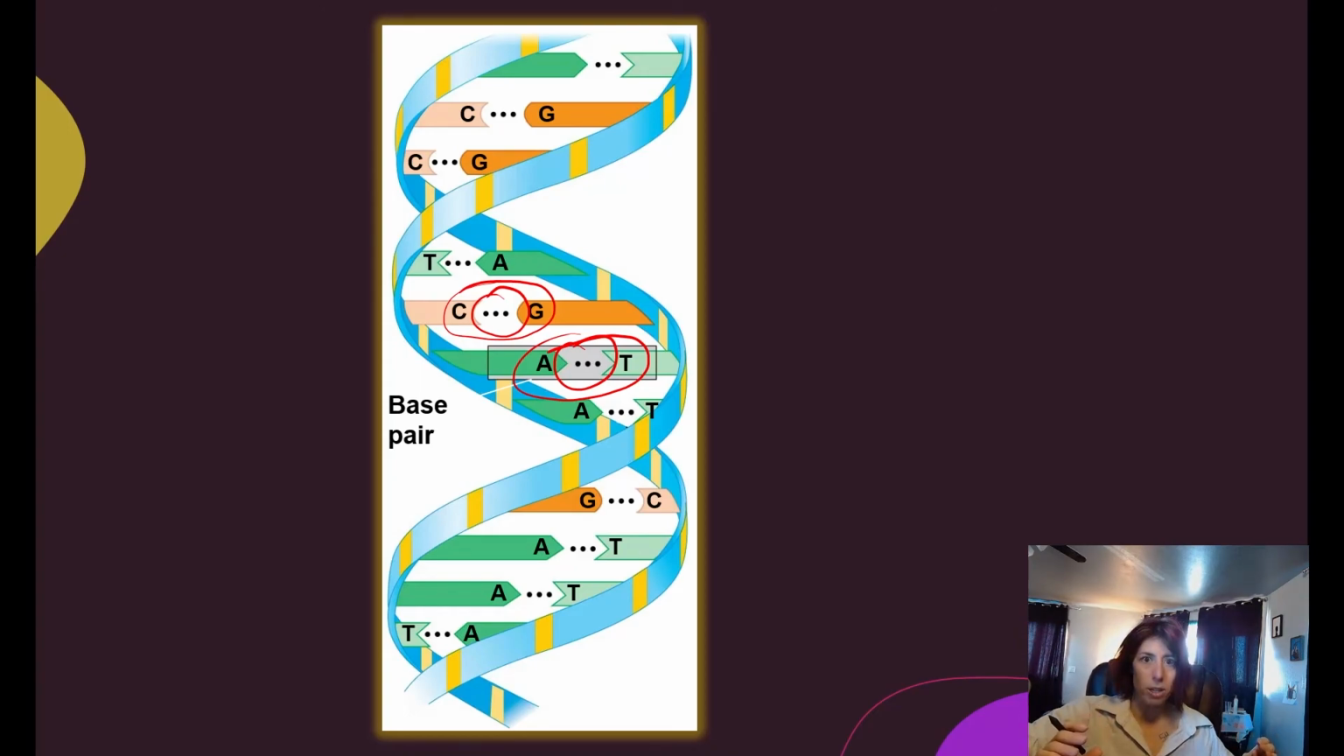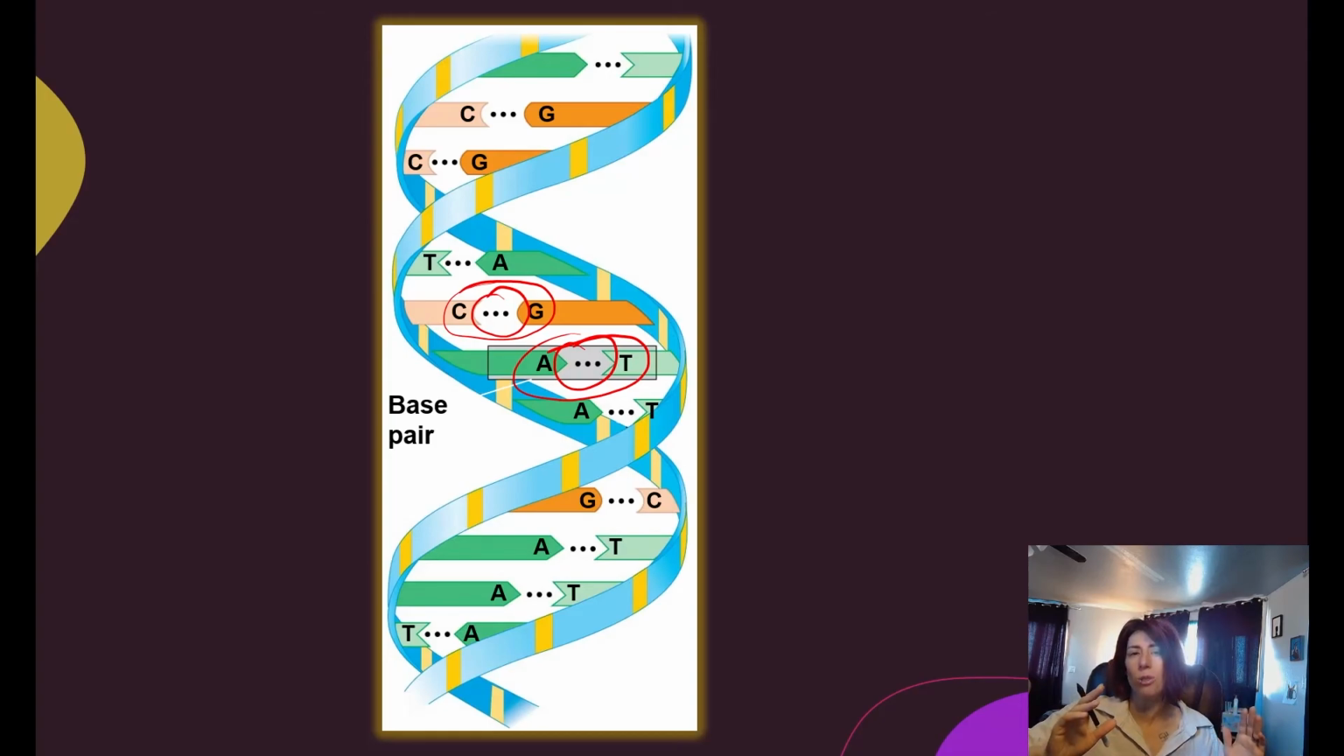The number of hydrogen bonds and the orientation of those hydrogen bonds will dictate which nitrogenous base can bind to which. Adenine and thymine each can form 2 hydrogen bonds. Guanine and cytosine each can form 3 hydrogen bonds. So guanine and cytosine will always bind together. Adenine and thymine will always bind together.